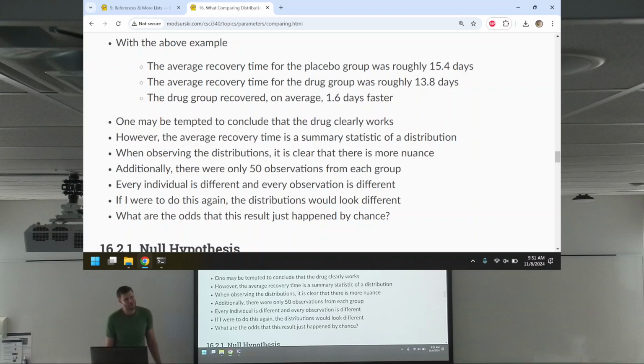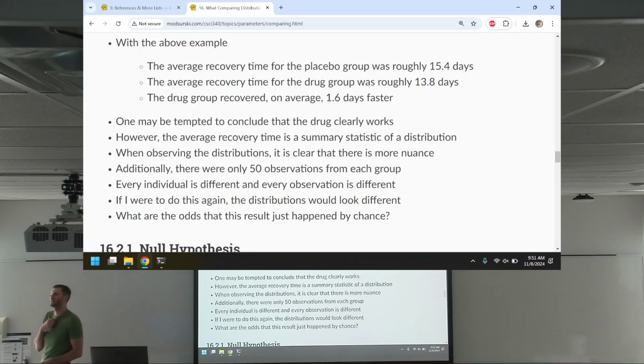We also only had 50 observations. That's not a lot. We want as many as we can. And each individual is different, right? So there's noise in this data. There's going to be noise because every human is going to have a different reaction to every drug. Everyone's a little different.